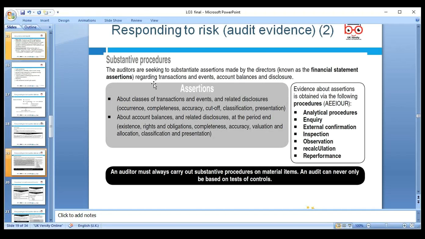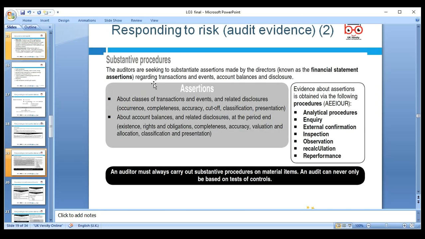Okay, next we're looking at the response to audit evidence, substantive procedures. The auditor is seeking to substantiate assertions made by the directors, knowing that the financial statement assertions regard the transactions and events, account balances and disclosures. So what can these be? About classes of transactions, events and related disclosures.